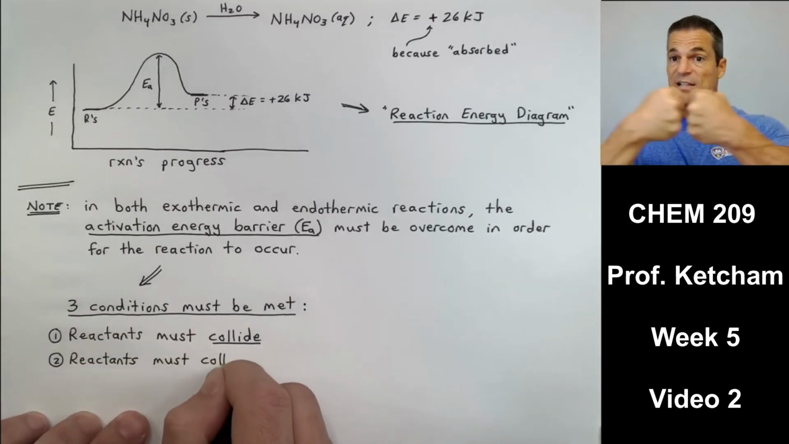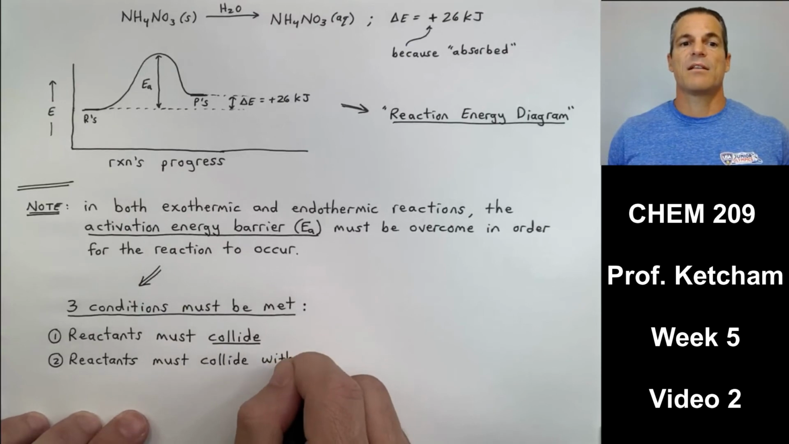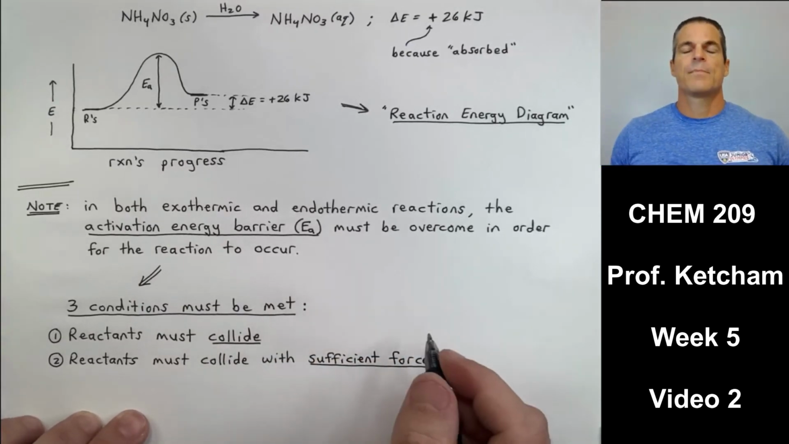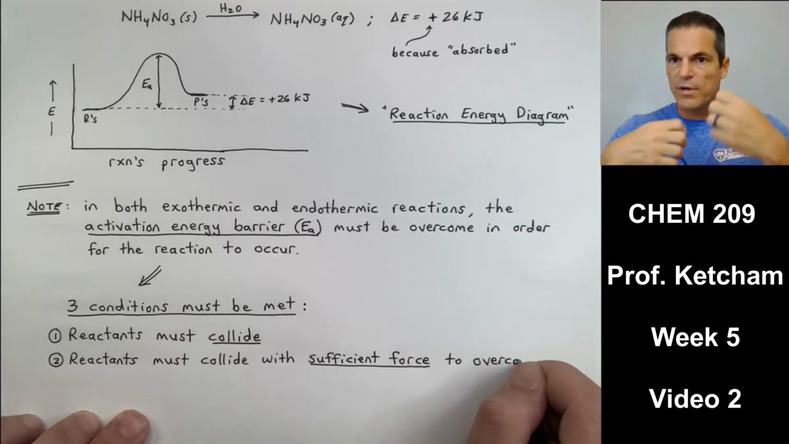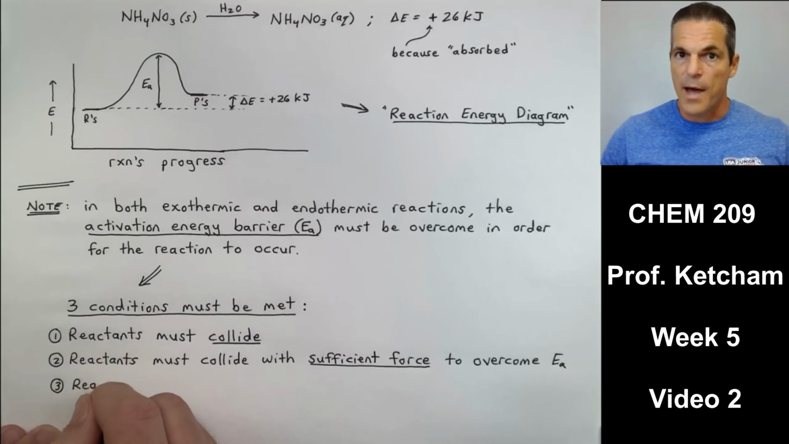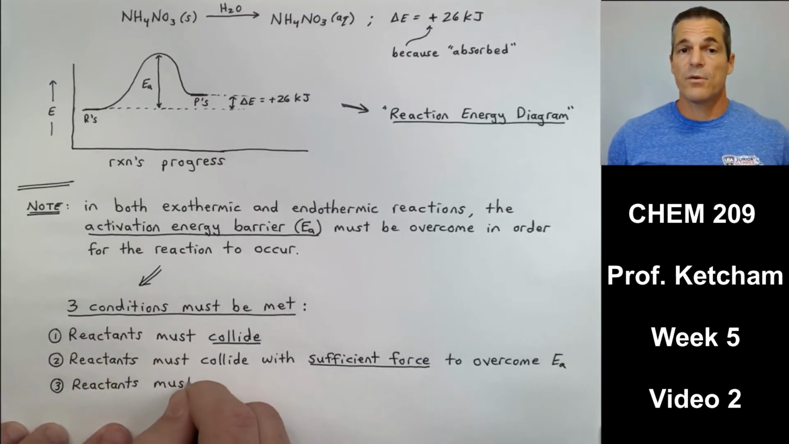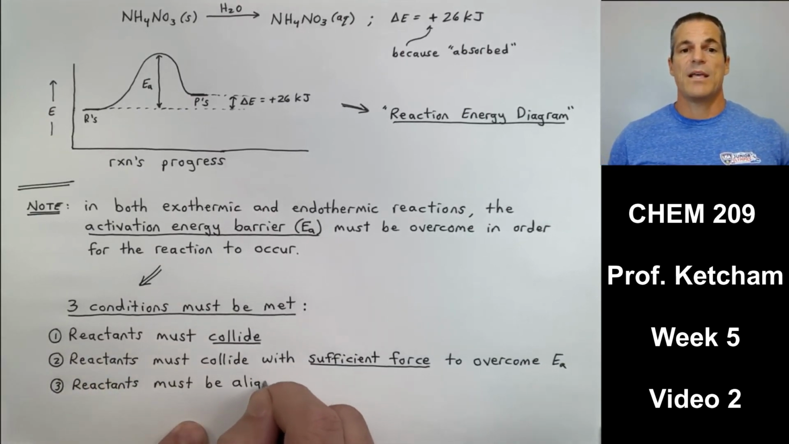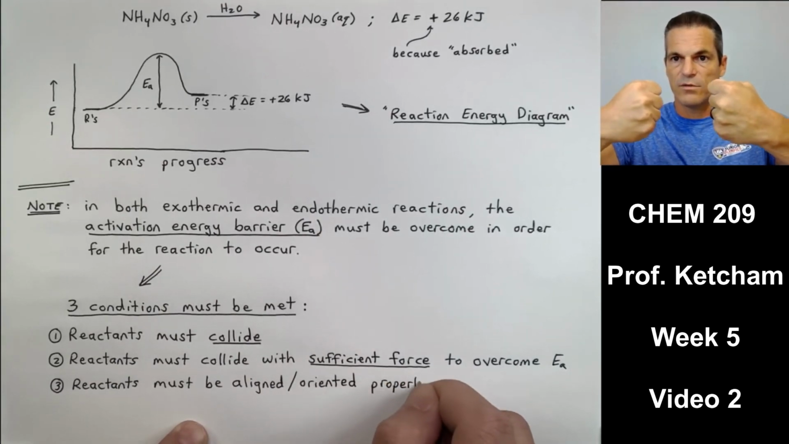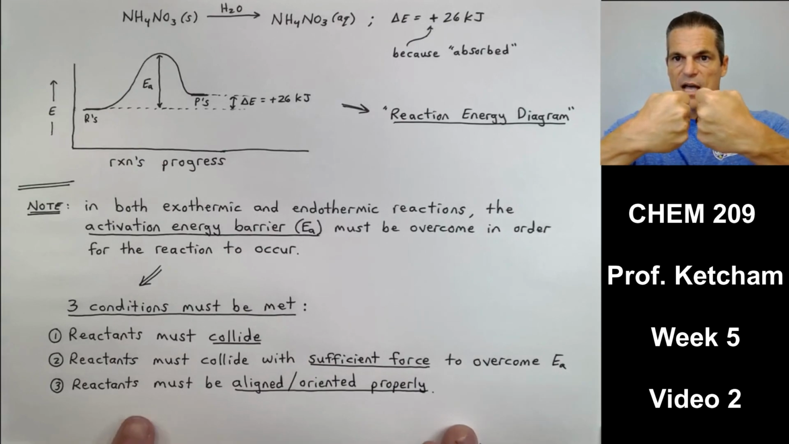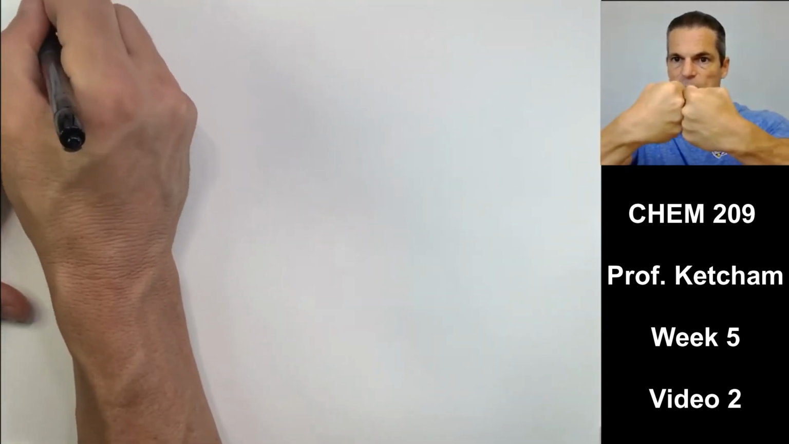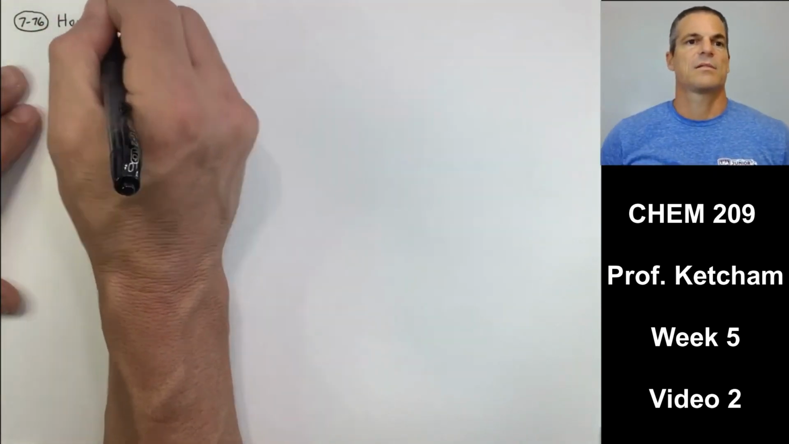First, the reactants have to collide, and then second, the reactants have to collide with enough force, right? So that when they have enough force, they break the reactant bonds and overcome this activation energy, and then they can form product bonds. And then the third one is that reactants must be aligned or oriented properly. So if this is what's needed for two reactants to collide, you wouldn't want them to collide like this. You'd want them to be aligned properly so that they can move to products. All right.